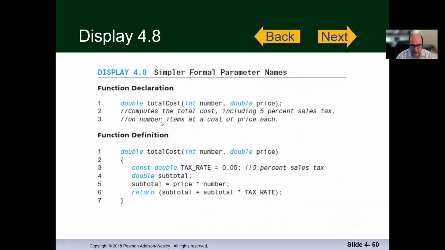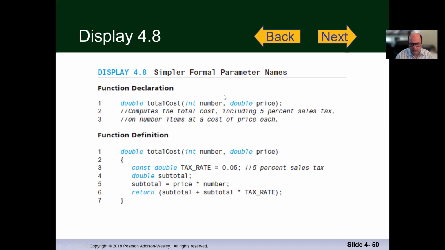So if we look at the day's total cost example, we have a number or the price coming in, and then the total cost is coming out. We have comments that explain what this function is doing, what is coming into it, and what is going out of it. So including 5% sales tax, number of items, and the price for each. That's coming in here.